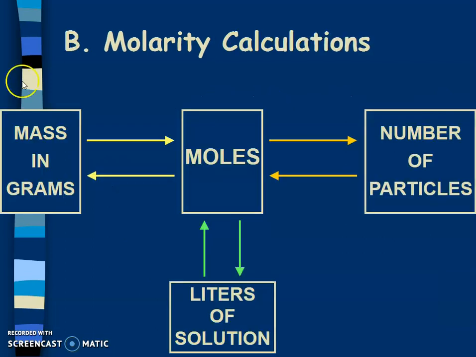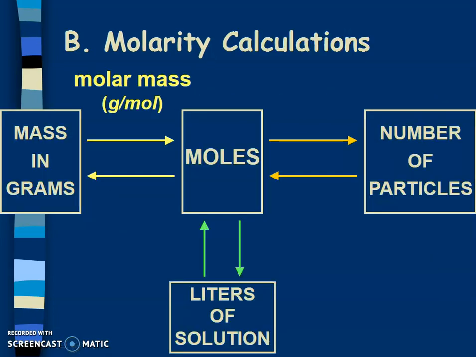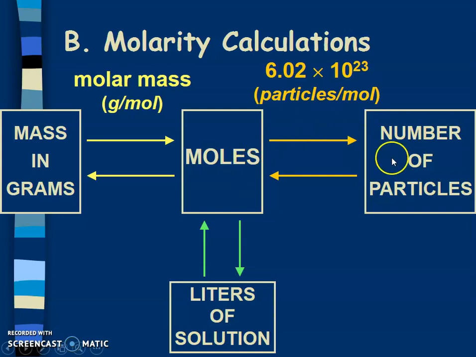So part of this should look really familiar. This top part is the same graphic that we saw the other day, where we knew that we could convert between grams and moles by using the molar mass, grams per mole. That comes from your periodic table. We can convert from moles to number using Avogadro's number. So we can convert back and forth there.